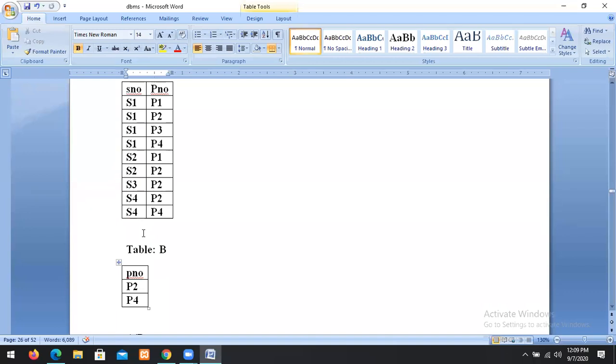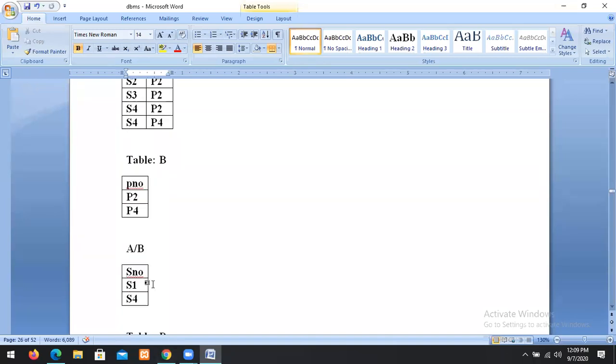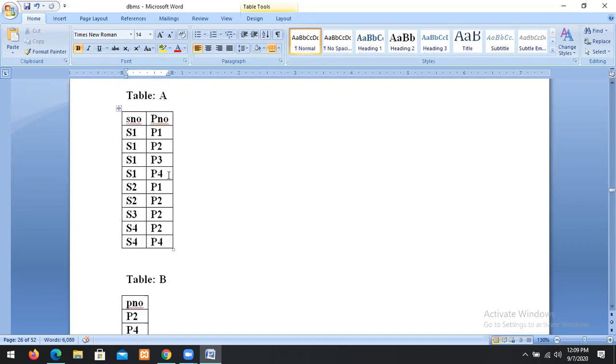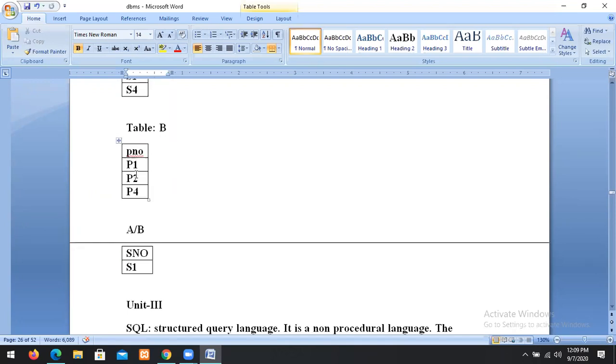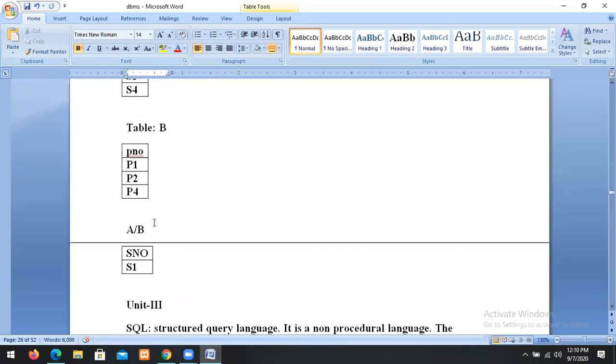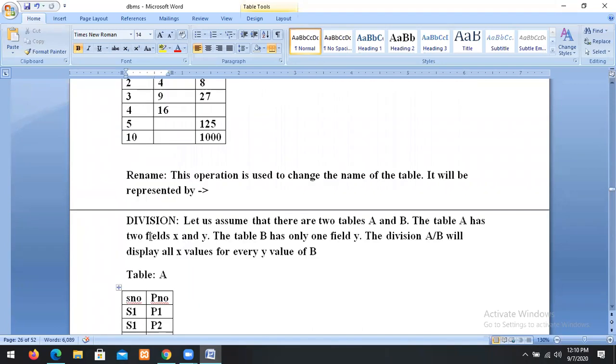For each value, for example, another table. So this is another A by B. Suppose this is P1, P2, P4. It displays all the P1s. It contains P1, P2, and P4: P2, P1, P1, P2, and P4. P1 S1, P2 S1, P4 S1, so S1 will be displayed. For S2, P2 is there, P1 S2 is there, P2 S2 is there, P4 has no S2, so that row will not be selected. That's what we call a division.